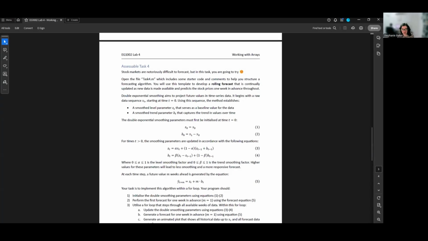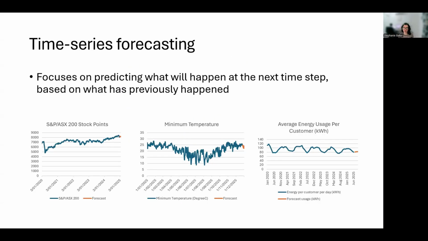So what is time series forecasting? Time series forecasting overall is about predicting what's going to happen next based on what has previously happened. So I've got some examples of data where this might be applied. So we've got stock markets, like we'll be looking at in this lab task, where we've got years and years of data, and we're using that to predict what it'll be on the next day or maybe the next few days.